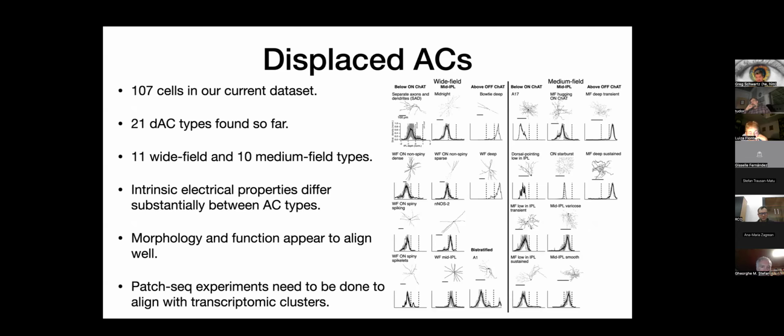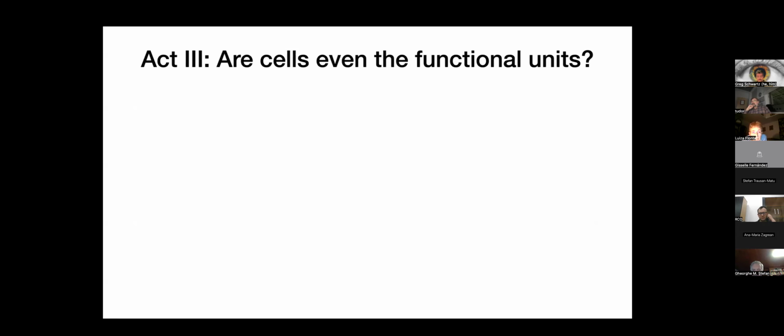The patch-seq experiments aren't done yet. Those need to be done to align them with the transcriptomic clusters, but I'm excited to get that started. So we've got our first set of like 8 or 10 samples that we're sending out to the sequencing core now. So we should get there. Okay. Finally, are the cells even the functional units though?